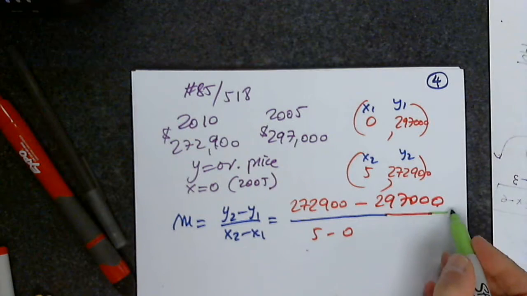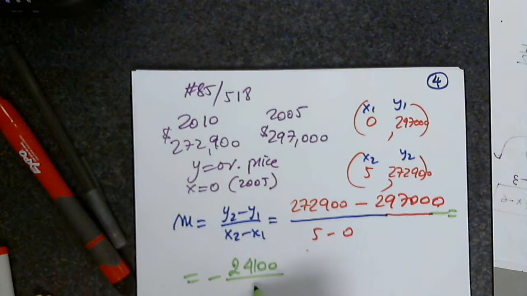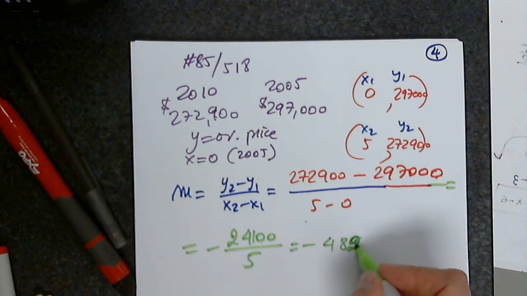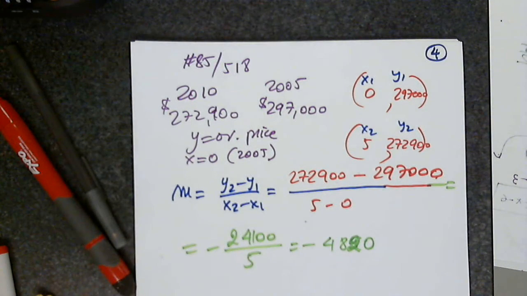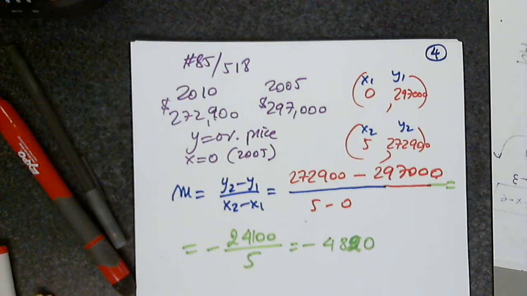Can anyone give us the top? Say it again. 4,100. Good. And the denominator is 5. So I will divide. 4820. Without a measurement unit, this means nothing. The slope is a ratio. Its measurement unit has to be a ratio. The top measurement unit comes from the top, and the bottom measurement unit comes from the bottom. So negative 4820 what?